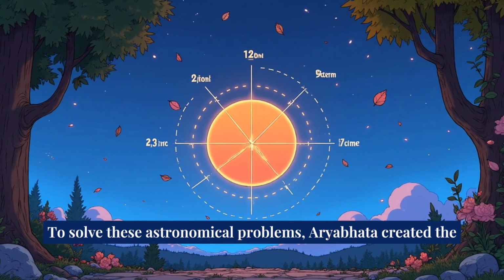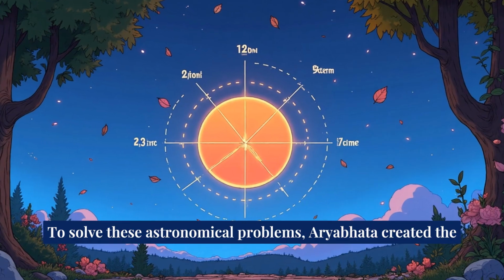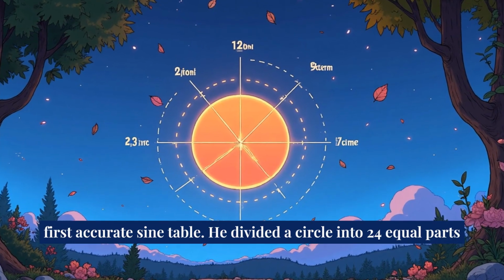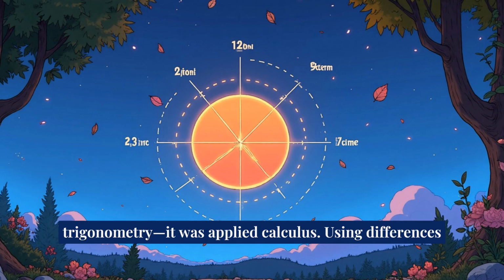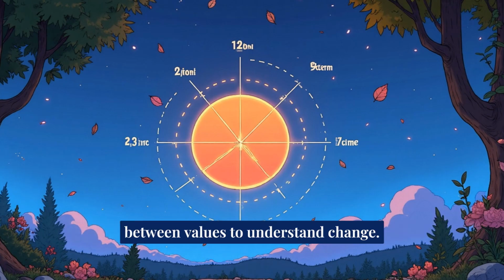To solve these astronomical problems, Aryabhata created the first accurate sine table. He divided a circle into 24 equal parts and calculated sine values for each angle. This wasn't just trigonometry, it was applied calculus, using differences between values to understand change.